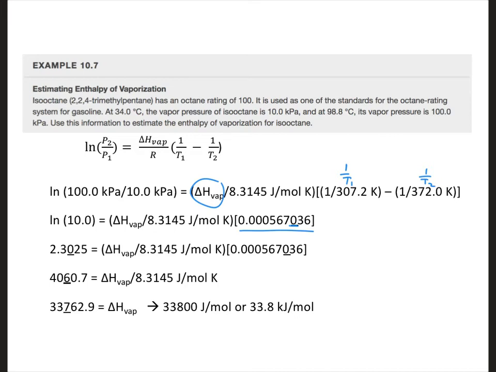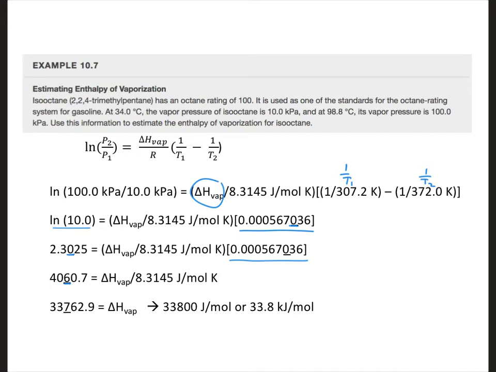I can go ahead and simplify the natural log of 10 into a number. 3 sig figs there, 3 sig figs here. I'm going to divide both sides by this number. 2.3025 divided by that really small number should give me a big number because I'm dividing by a really small number. Tracking my sig figs, there were 4 sig figs on the right, there were 3 sig figs on the left. My answer from division step is going to be 3 sig figs.